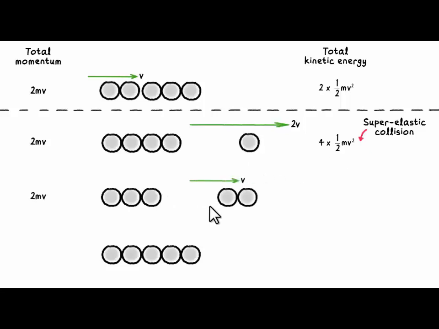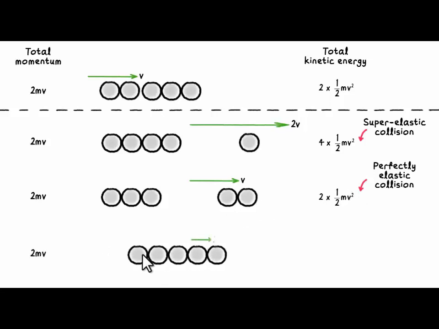The actual outcome, as we saw, was two balls leaving at velocity v. This implies a final kinetic energy of 2 times half mv squared, which is exactly the same as the initial total kinetic energy. This is called an elastic collision because the kinetic energy is conserved in the collision.